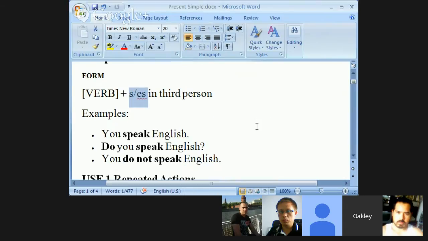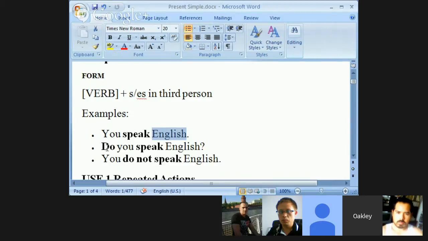Okay, let's look at some examples of what it looks like in a simple statement. This is to say a positive statement: subject noun, you, the verb, speak, and object noun, English. Pretty simple. About as simple as you can get it. Well, that's why it's called the simple tense.